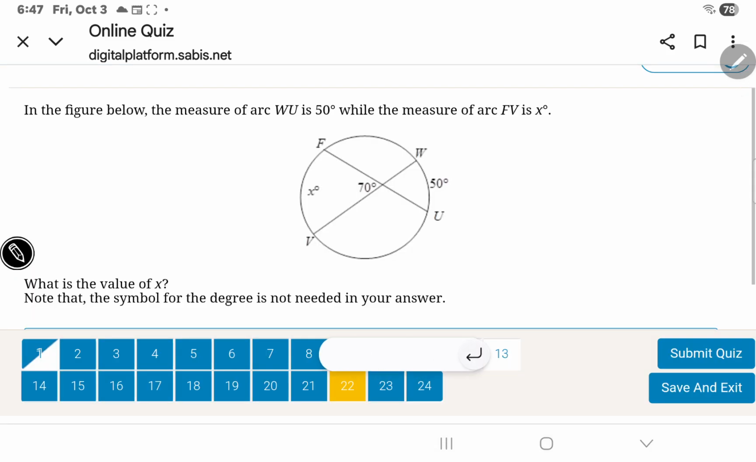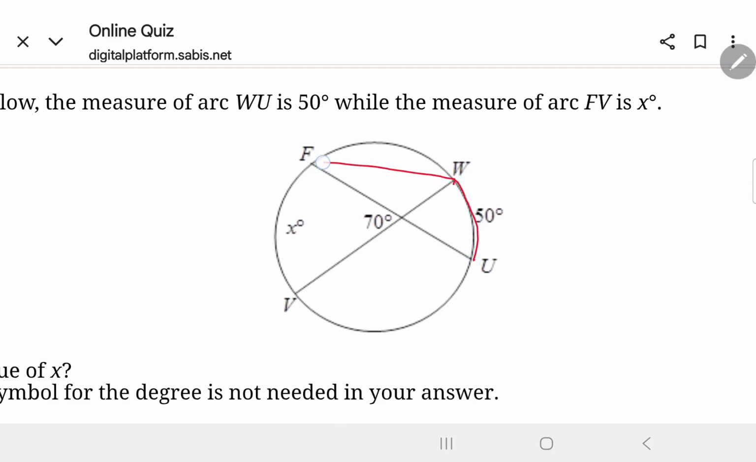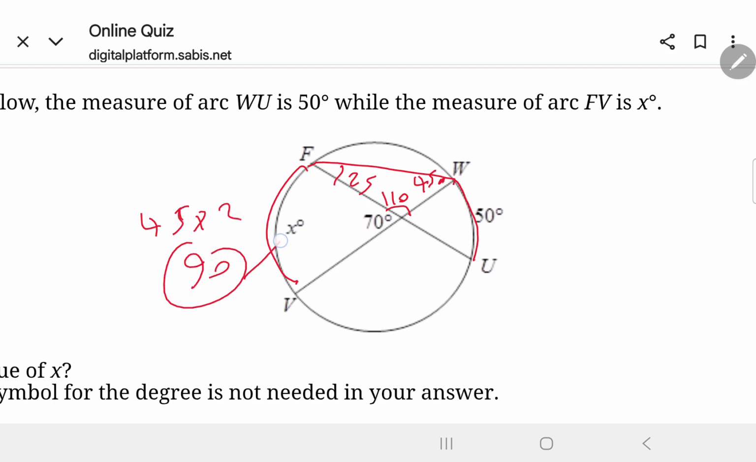Number 22, here you have to find angle x, measure of arc. So let's benefit from this arc. Draw angle inscribed opposite to it, write it 25. It's half the arc. Next step, this angle is 110 because the 70 and 110 are linear pair. Angle W, sum of angles in triangle, you can get angle W as 45. Then this would be twice the arc opposite to it, 45 times 2, 90, so x must be 90.